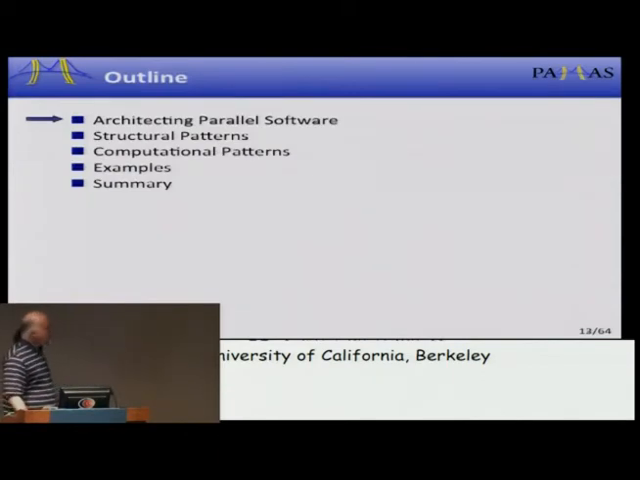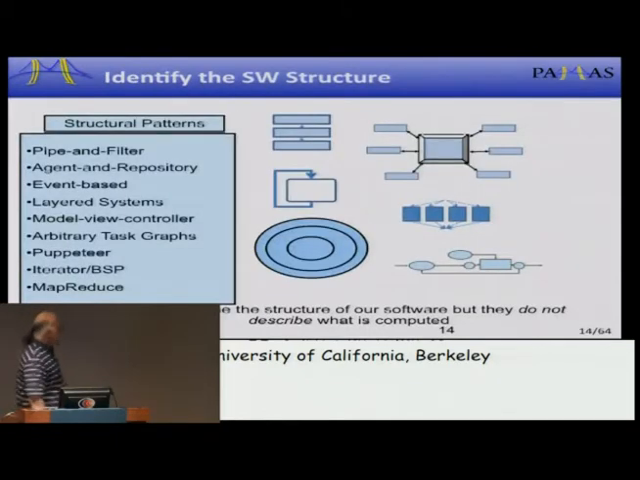So what I want to do now is talk about, given the simple high-level observation, how do we use this to actually architect parallel software? So the first thing we do is we look at the software structure. And this looks a lot like traditional modular object-oriented programming. We have a set of structural patterns, and these go back to Garland and Shaw: pipe and filter, agent and repository, event-based invocation, layered systems, and so forth.